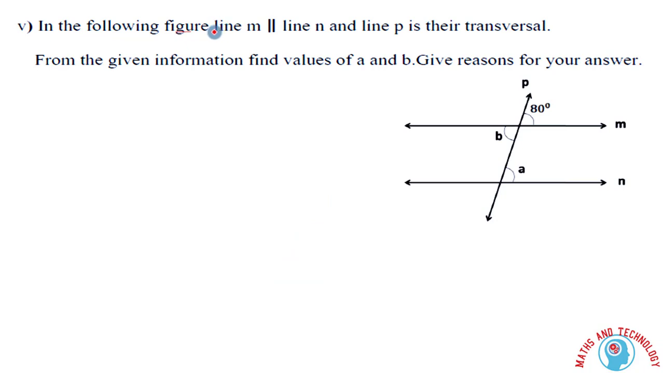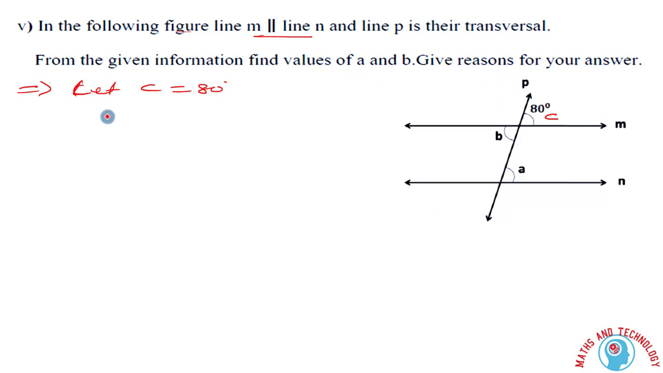In the following figure, line m parallel line n and line p is their transversal. From the given information, find the values of A and B. Give reason for your answer. Here lines m and n are parallel, p is transversal. Let this angle be C. Let C equal to 80 degrees.